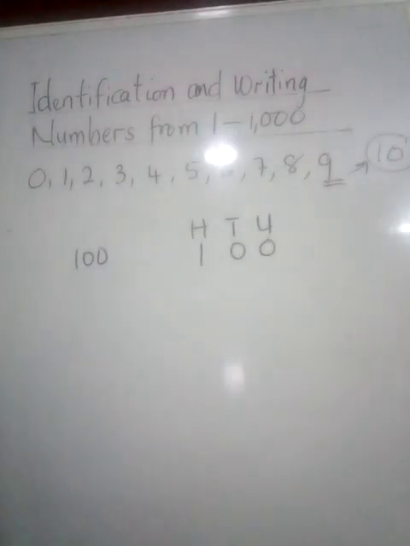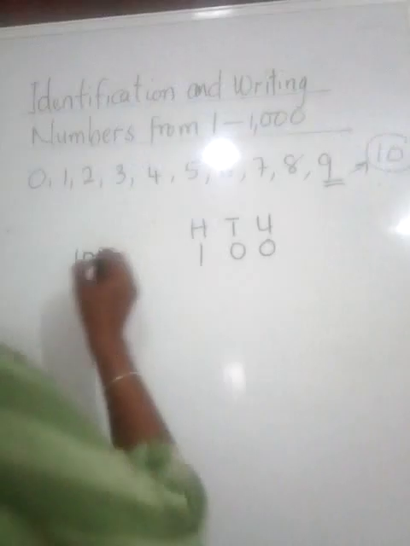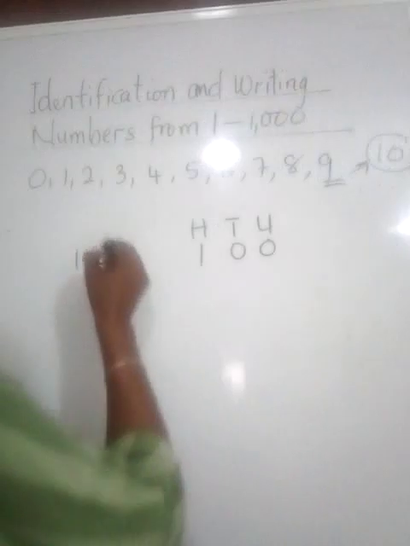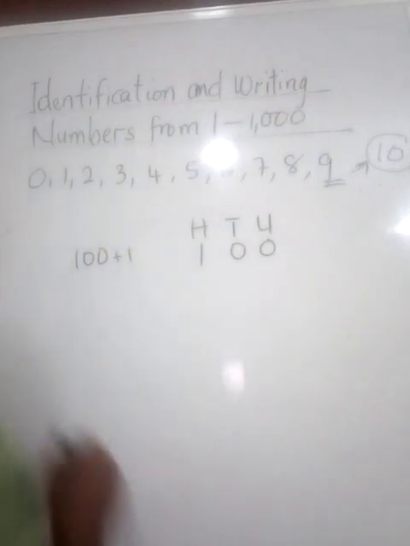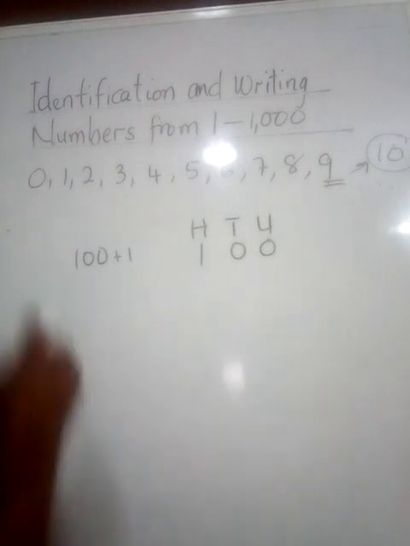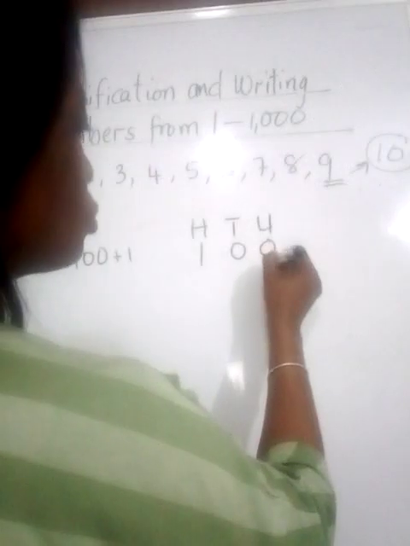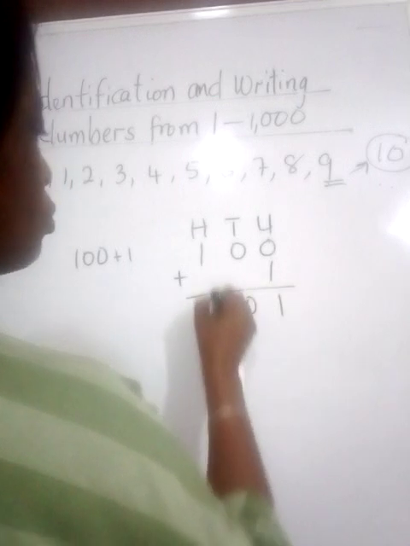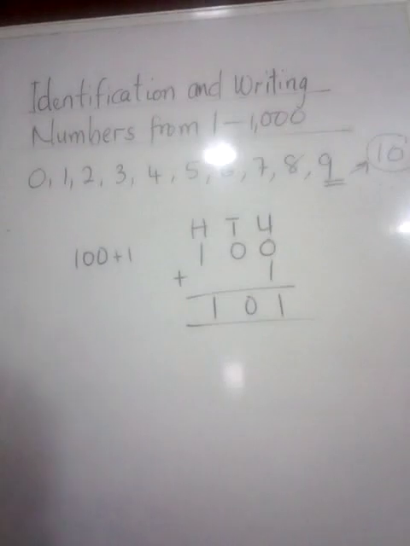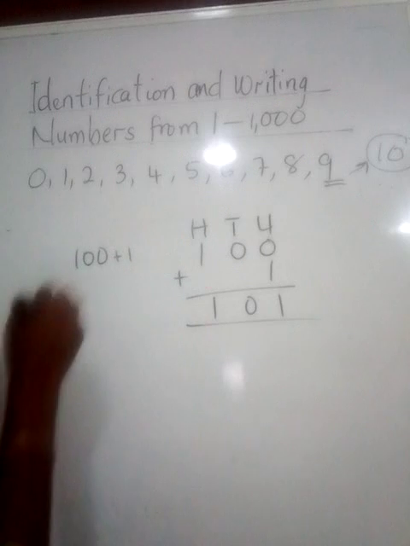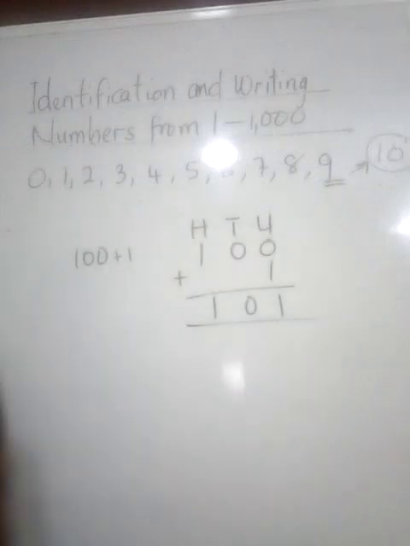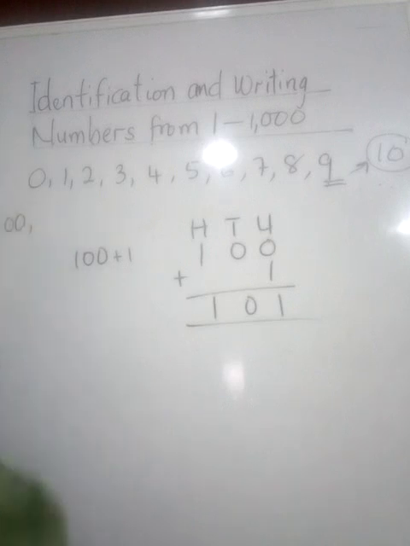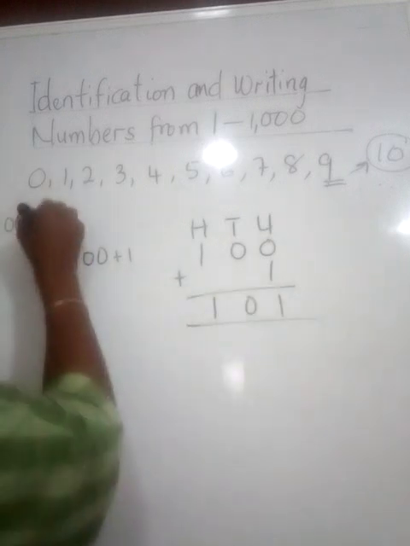So this is 100. Now this 100, to get 101, which is the next number, what do we do? Simply add 1 unit to the 100. If you add 1 unit to the 100, that 1 is going to be under the unit. So add it. 101. That's what you have. So that means, assuming this is 100, then this number is the next one, which is 101.